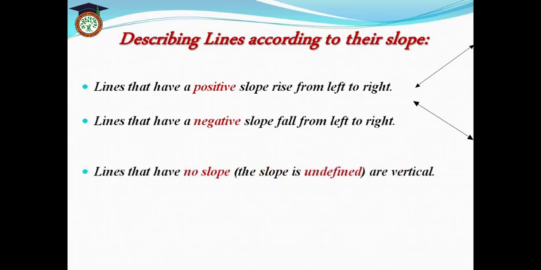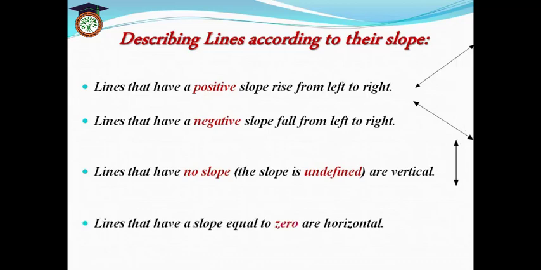And the lines that have no slope, or we can say the slope is undefined, are vertical, or parallel to the y-axis, like this line. And the lines that have a slope equal to 0 are horizontal, or we can say they are parallel to the x-axis, like this line.